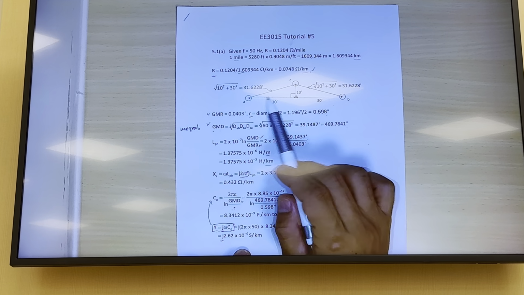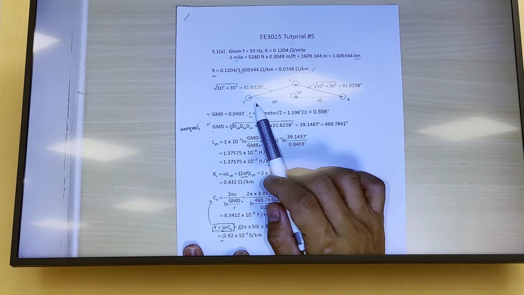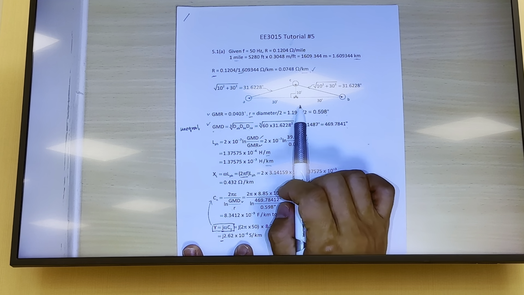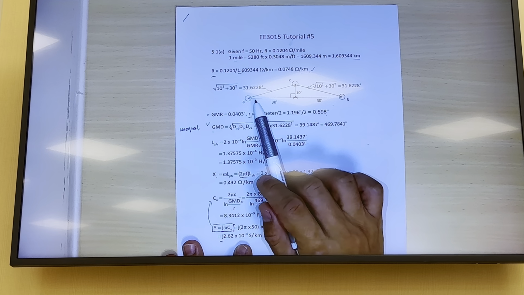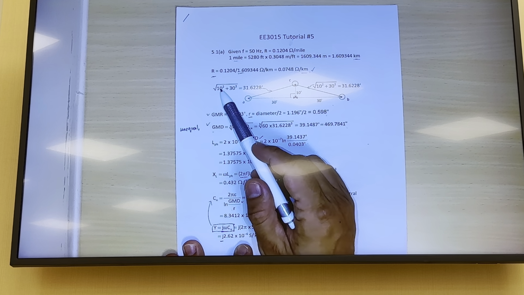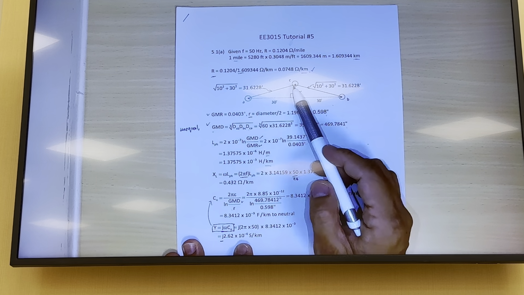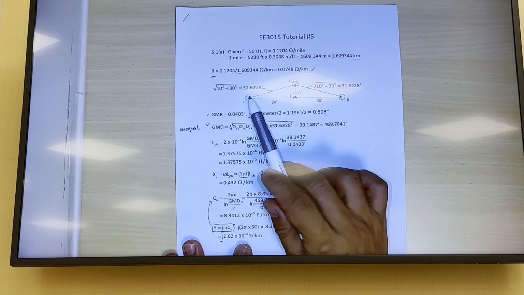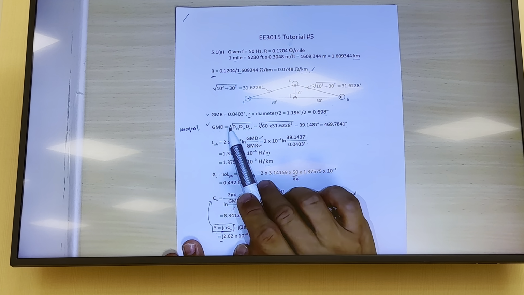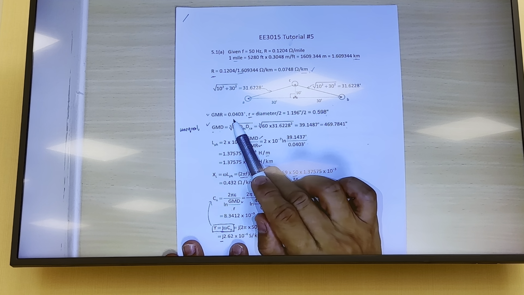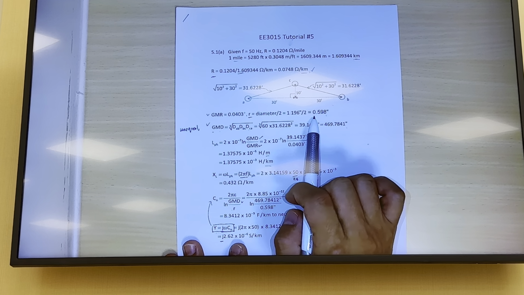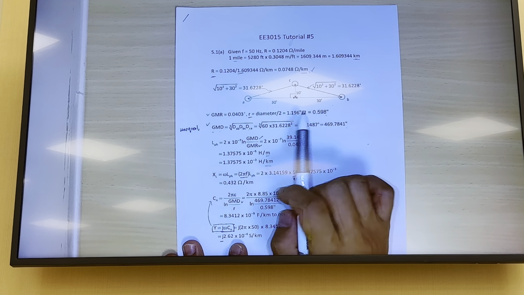Now let's look at the distance between these three phases. Right, A to B will be how much? 60 feet. Okay. The A and C will be the square root of 10 squared plus 30 squared. Right. So this will be 31.6 feet. Now, after that, the GMR is also given already, right? So the radius is the diameter divided by 2, which is 0.598 inch.